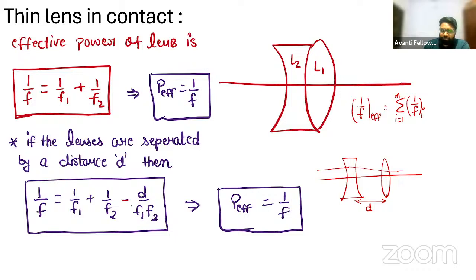This extra term you have to subtract from this. So power effective is 1 upon. Got it?